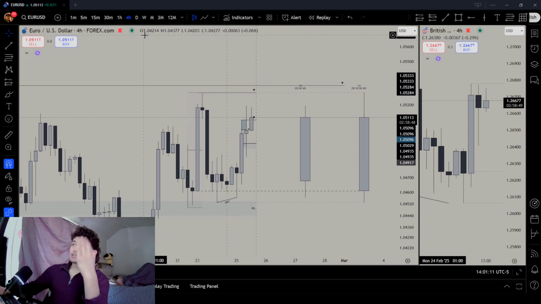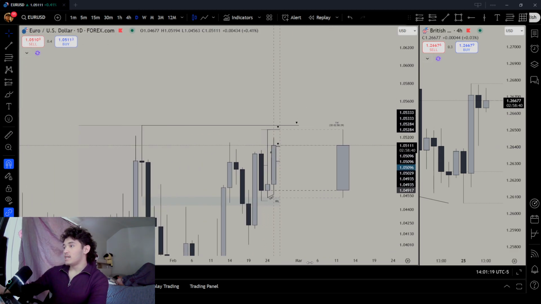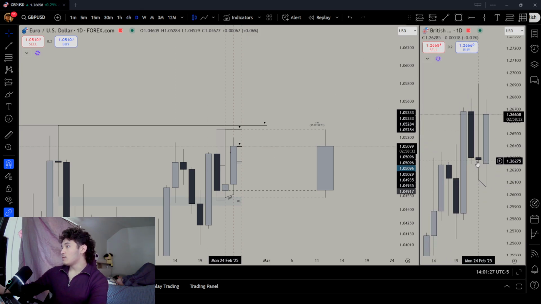And let's go find a high probability SMT divergence, which happened perfectly today. Right over here is a high probability SMT divergence. You can see Monday candle, Tuesday SMT divergence. If you go to the daily chart right over here, Monday candle, Tuesday swept out the Monday low, while EU did not. So there's an SMT with the correlated pair.